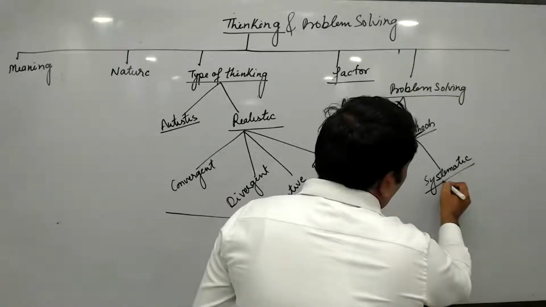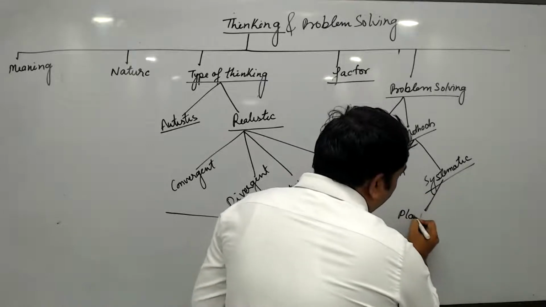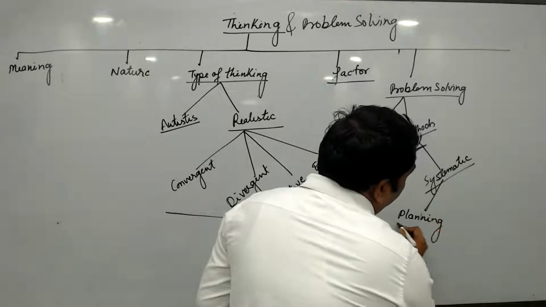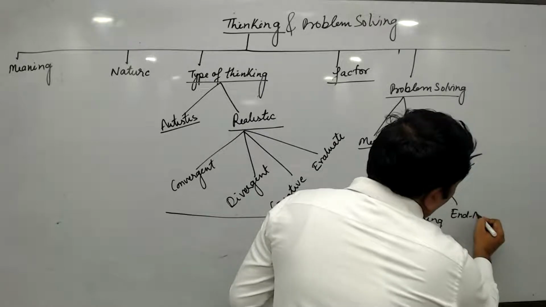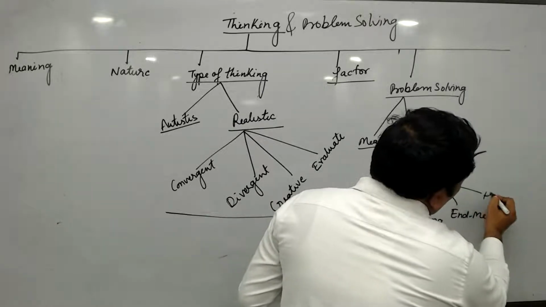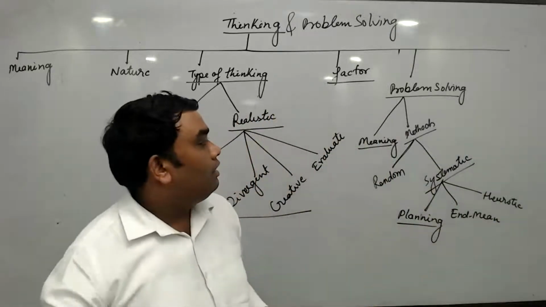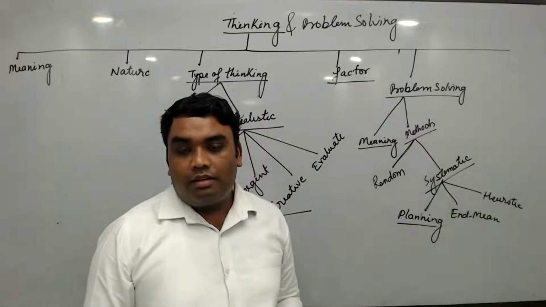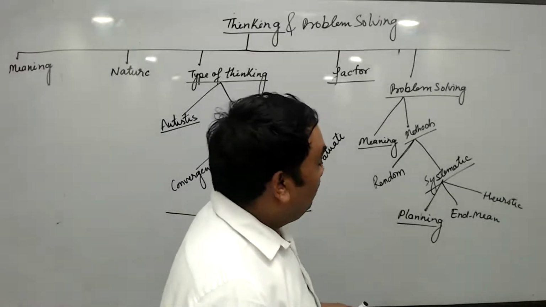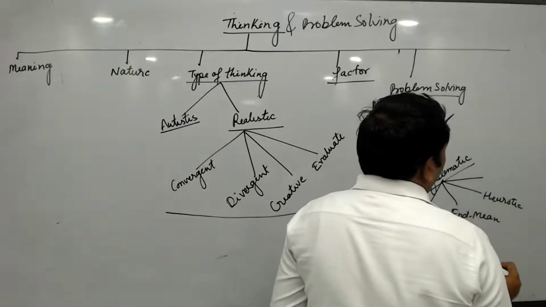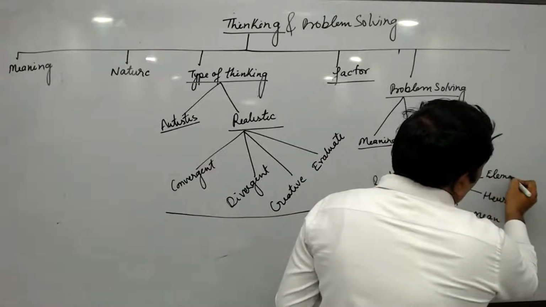And what about systematic problem solving? First is the planning method. Second is the end means method. Then the heuristic method. A lot of concepts of heuristics are there, right? Heuristic methods for problem solving. Even there is the elimination method also.